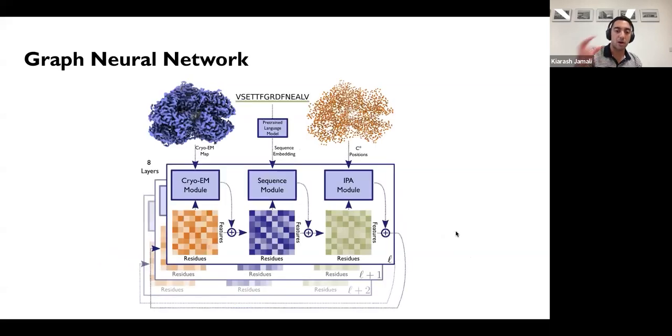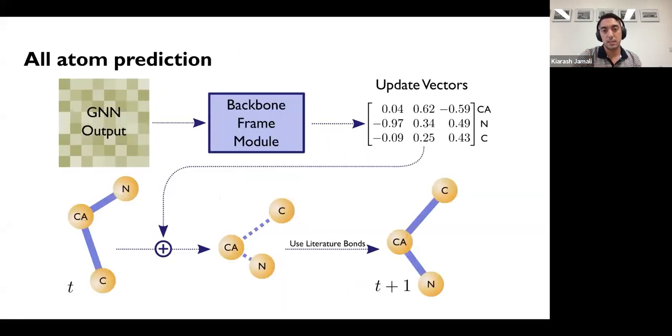Okay, so in this graph neural network, once the information goes through each of these different modules, the representations keep getting updated for each residue. Then using these updated representations, we put it through this backbone frame module. What this one does, for example, this is one of the predictions we make, is that for this backbone frame that we talked about, which is just a triangle with the C alpha atom, the nitrogen and carbon atoms, it predicts how much to shift each of these atoms.